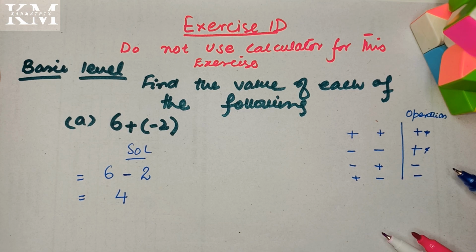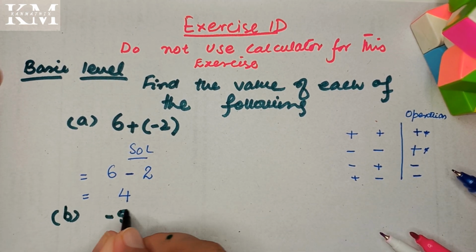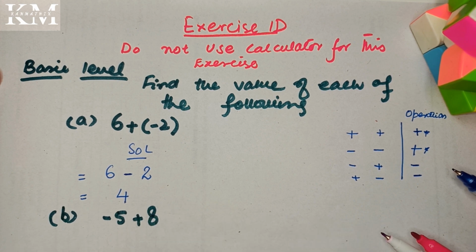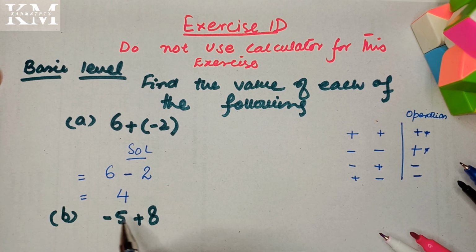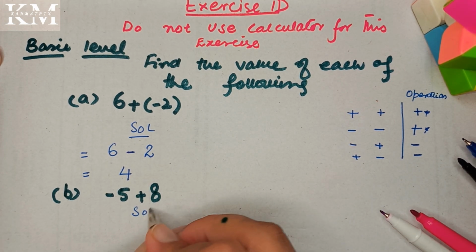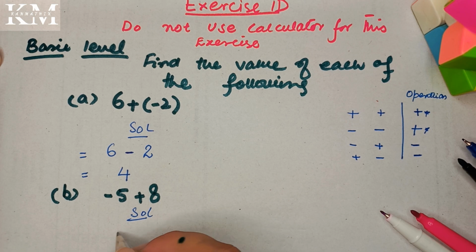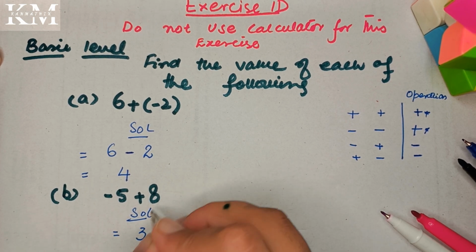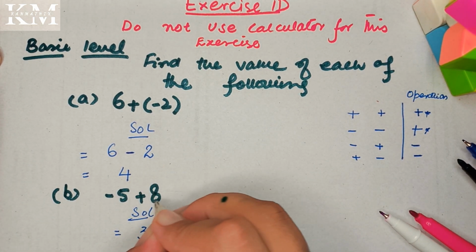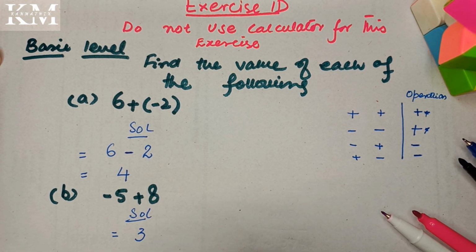Now the next one is the B part, minus 5 plus 8. Now here students, it's a simple one. You have no bracket. Minus plus mean the operation you have to perform is of subtraction. You have to minus it. So you will minus 5 from 8, you will get 3. And also check that sign is of the bigger term. So the bigger term is 8 and it has positive sign. So you got the positive number.